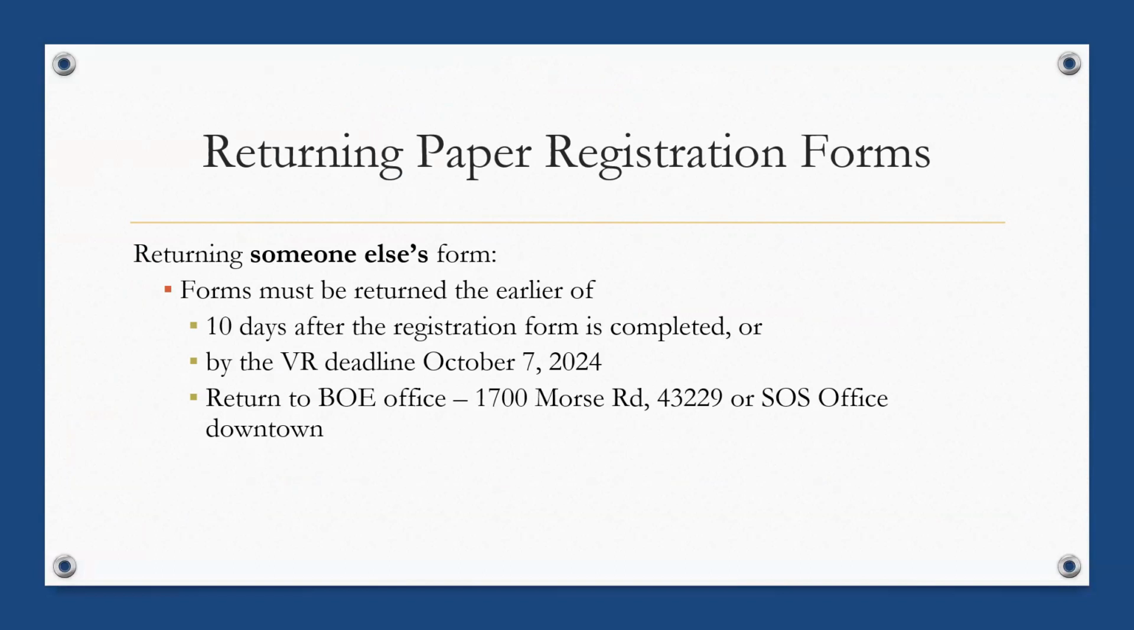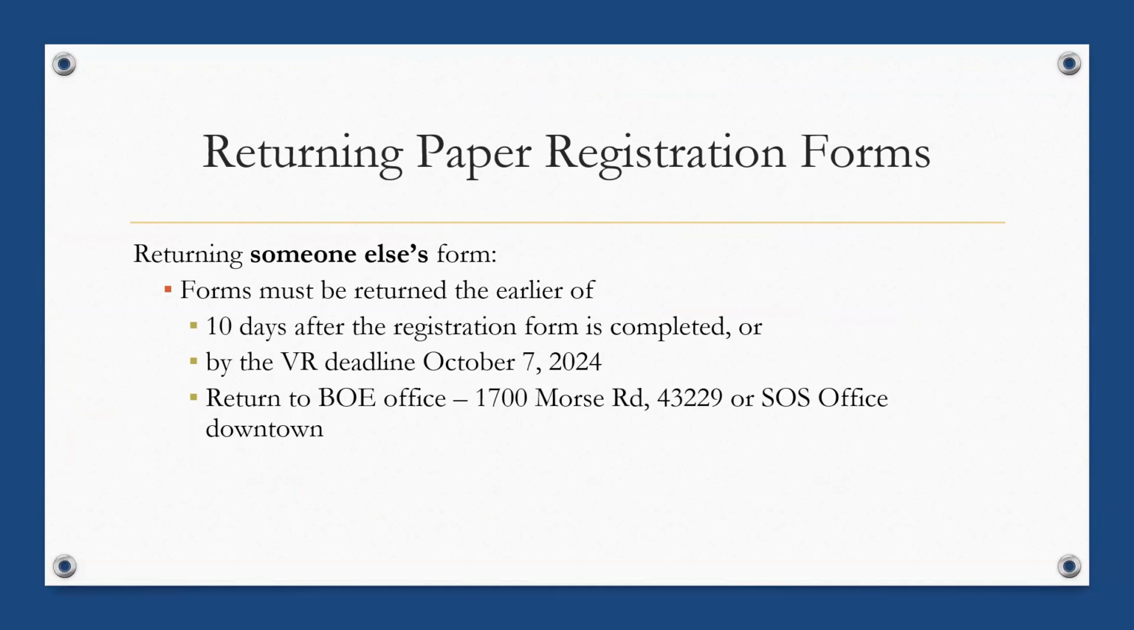Okay, so if you are, for example, out on a college campus and you are collecting paper registration forms from students who have completed them, you do have to return them back to the Board of Elections 10 days or before from when the form was completed, or the voter registration deadline, which this year is October 7th of 2024. So whatever is earlier, October 7th or the 10 days.